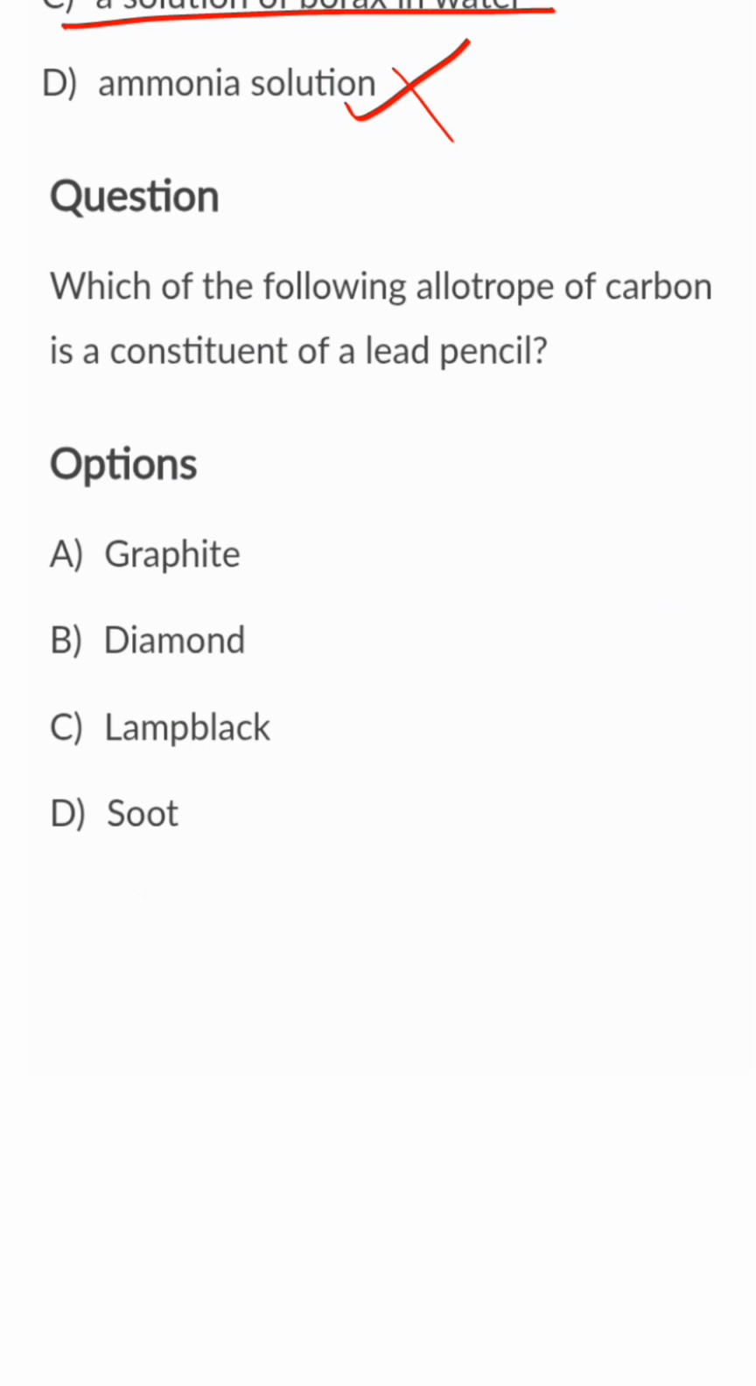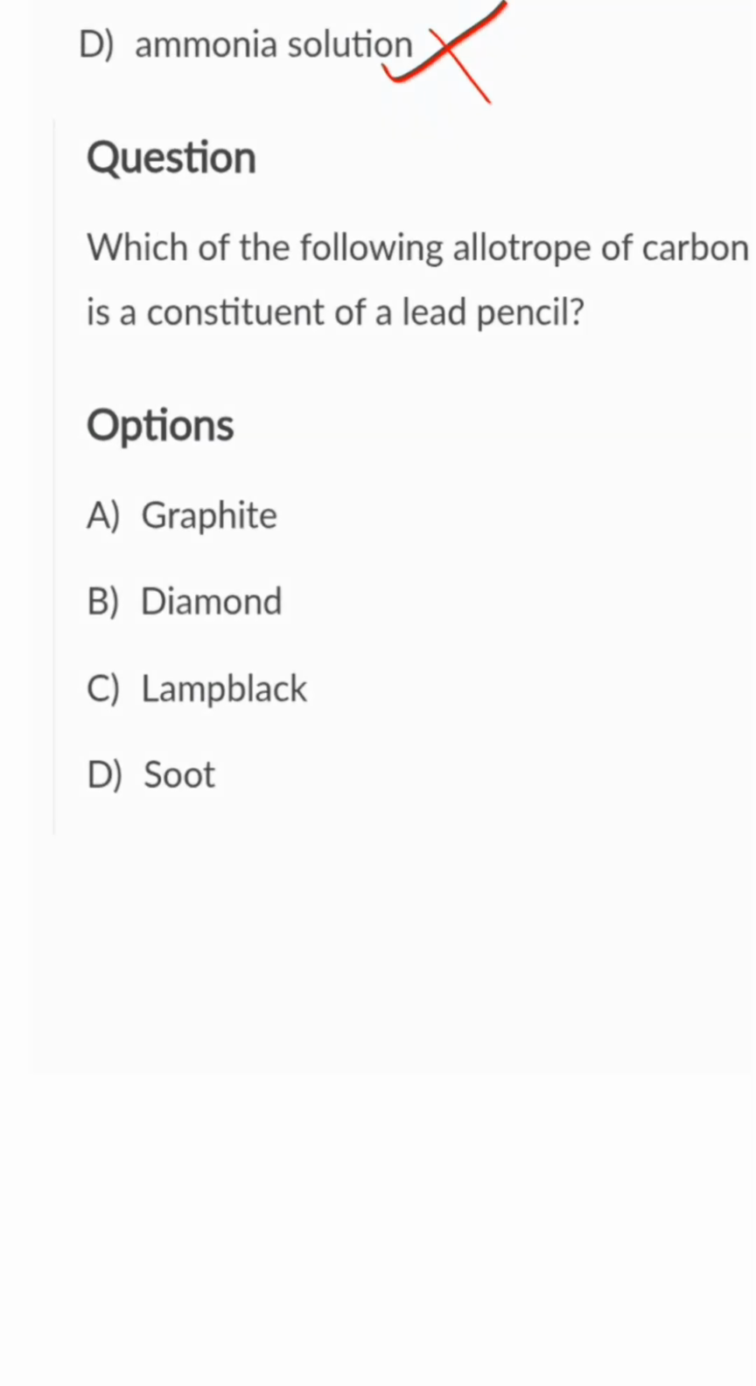The next one is, which of the following allotropes of carbon is a constituent of lead pencil? The allotropes of carbon are graphite and diamond. So graphite is the one that is used in lead pencils. Okay, it is enclosed in wood and it is used in lead pencils because it's very, very slippery.